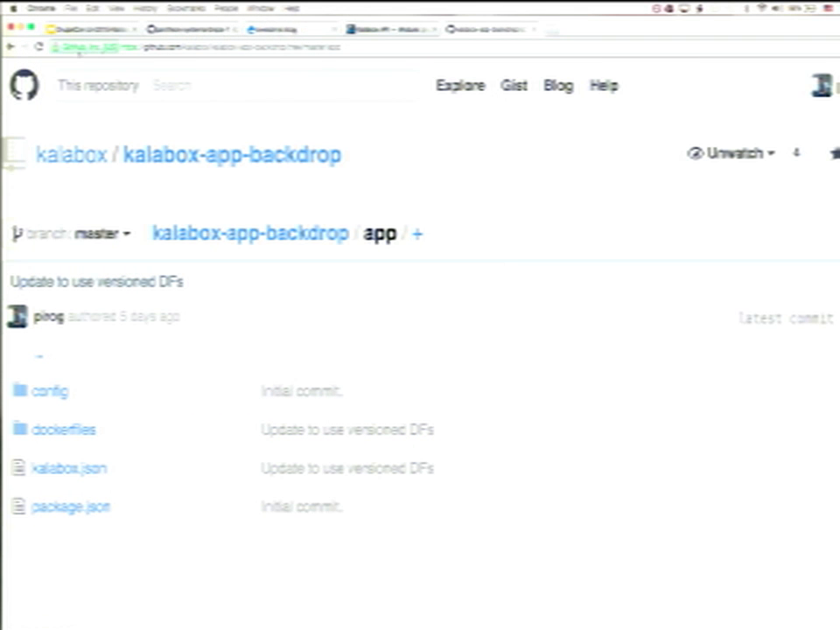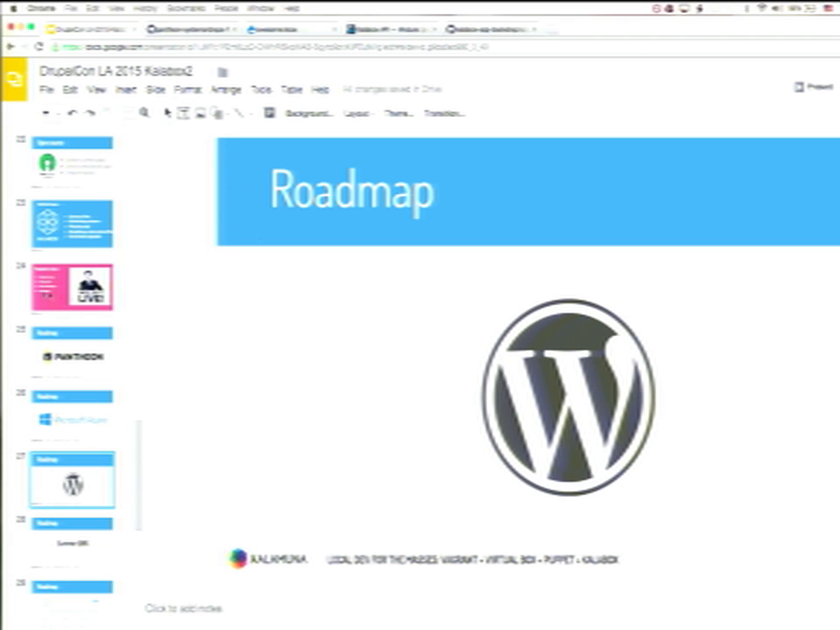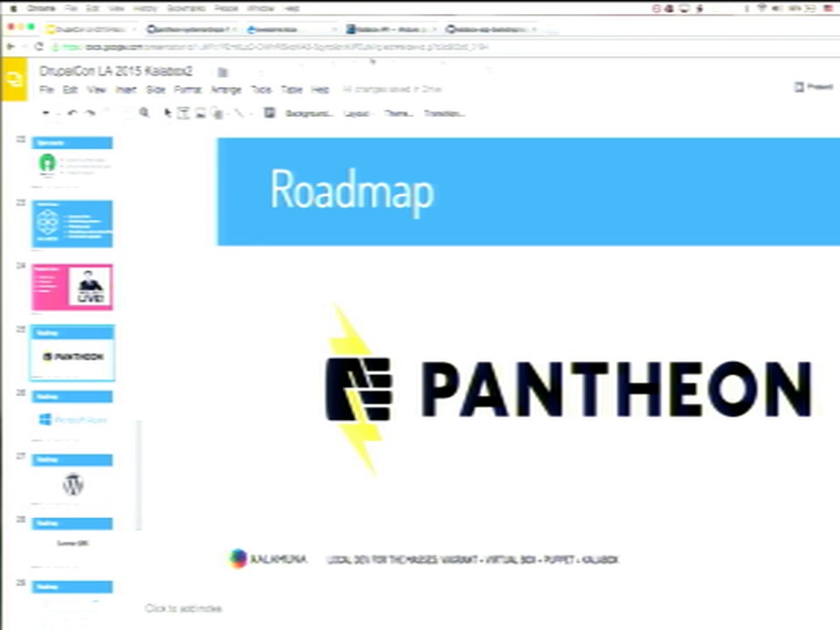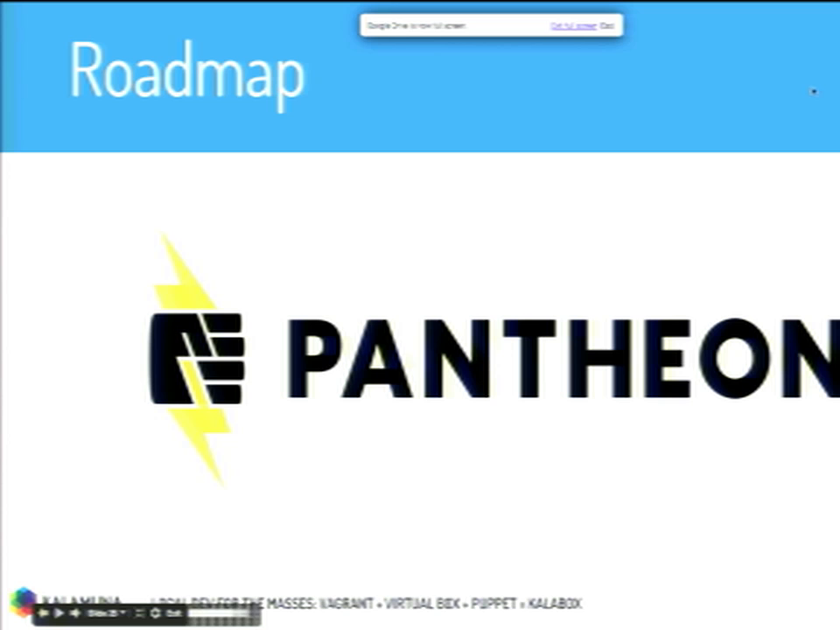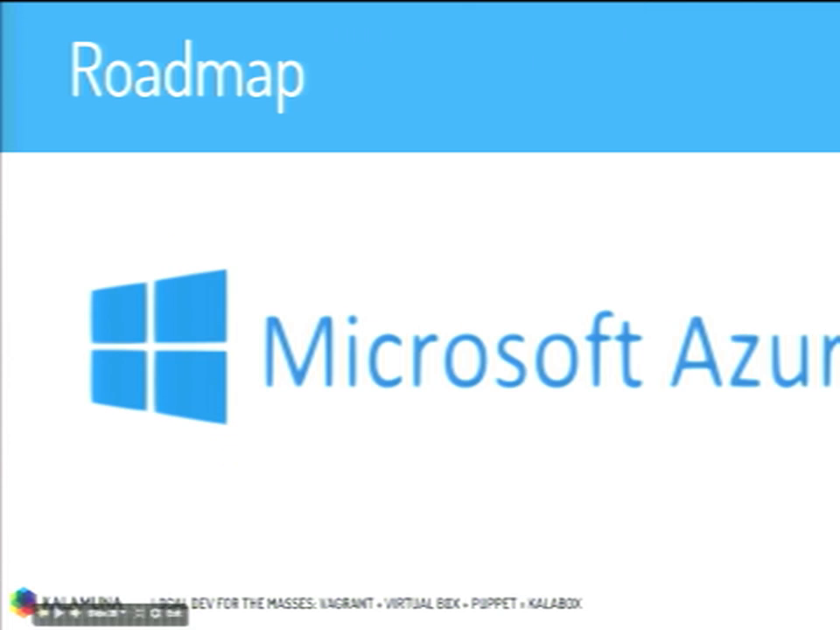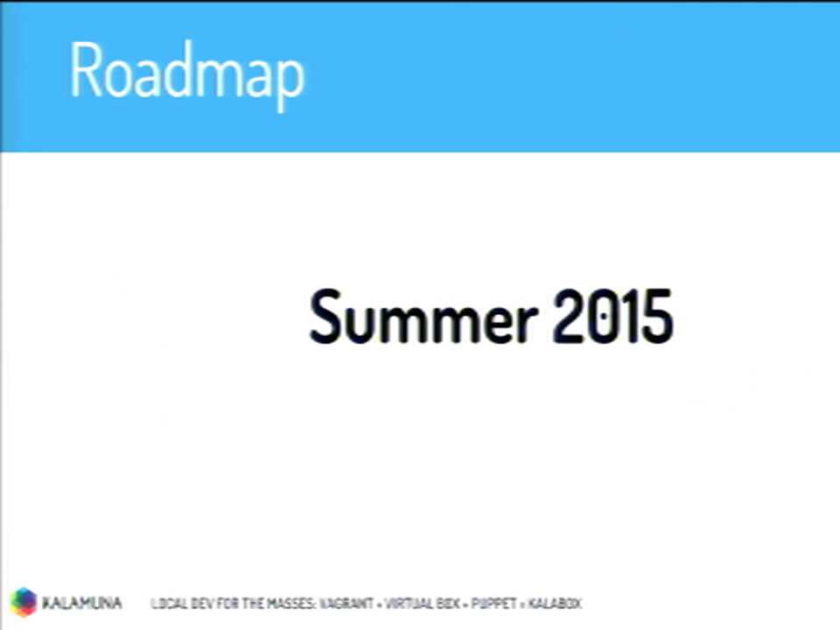So yeah, let's get back to the roadmap really quick, and then we'll do some questions. The things that we're trying to do next are integration with Pantheon, so you can push and pull sites to Pantheon when you create these apps, Azure, WordPress, and we're hoping to have all that stable version summer 2015, so not very far away. We're actually very close to having that already. So that's the exciting thing.